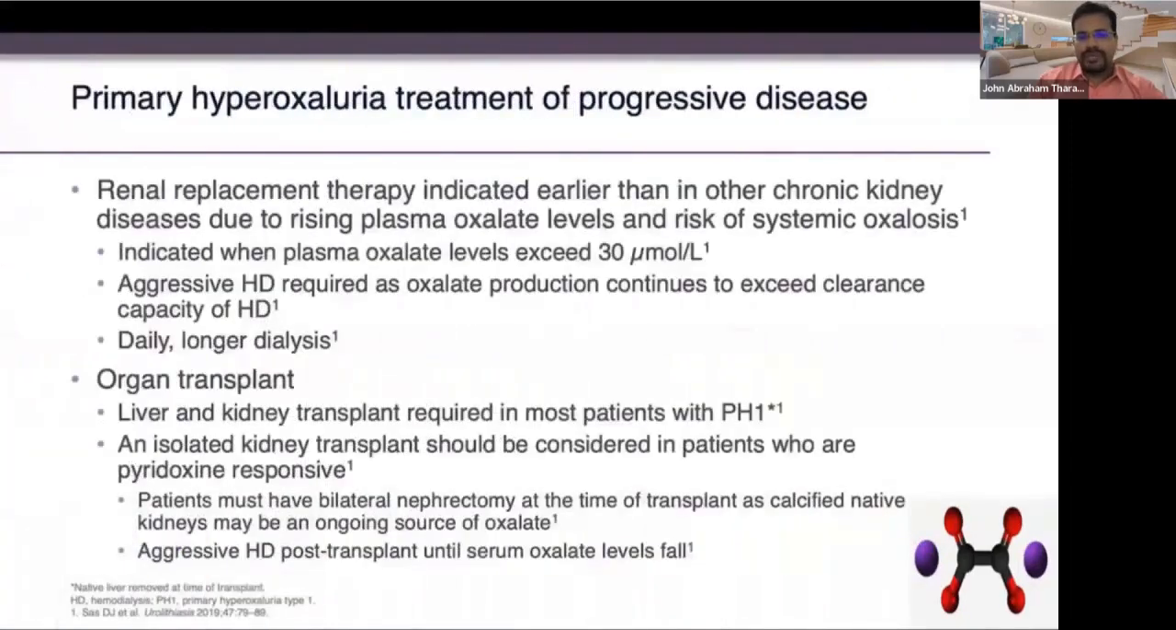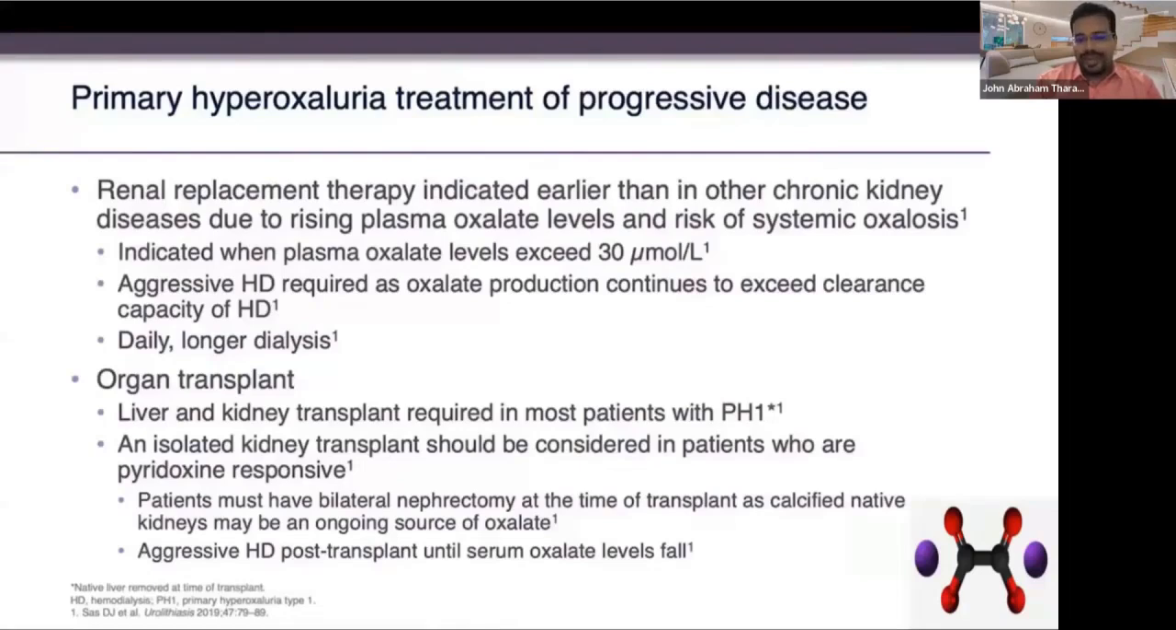The treatment of a progressive disease is renal replacement therapy, which is indicated earlier than in other chronic diseases due to rising plasma oxalate. So when the GFR drops to less than 40, preferably you initiate the patient on dialysis. RRT is indicated when the plasma oxalate levels exceed 30 micromole per liter. Aggressive hemodialysis is required as oxalate production continues to exceed the clearance capacity of hemodialysis, ideally daily and of longer duration.